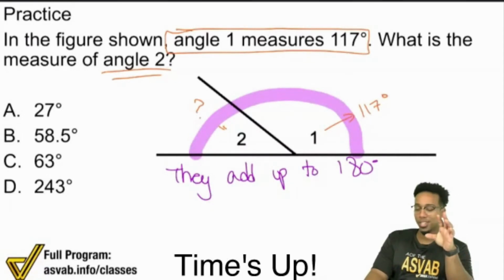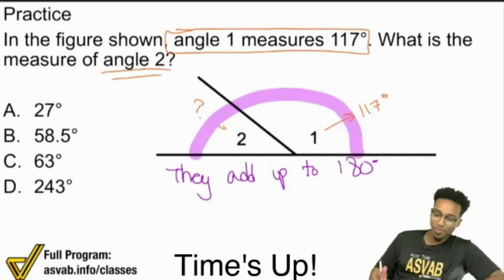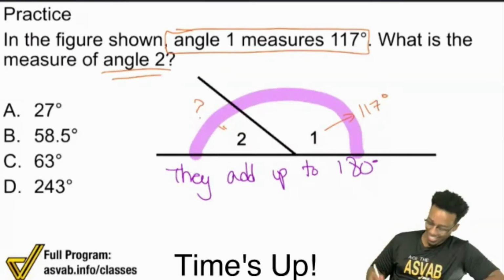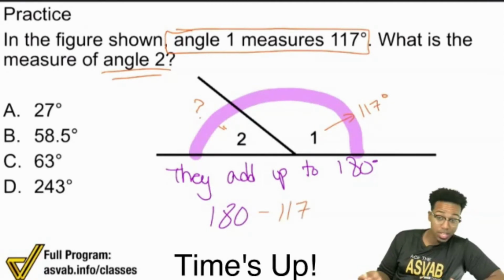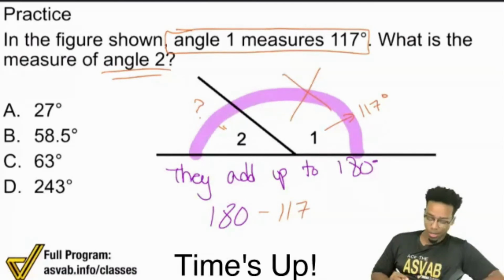Y'all shorthanding supplementary and subtract with sup and sub. You threw me off for a second, guys. So with that, yeah, go with the whole thing. So with that, add up to 180. So we'll do 180 minus 117. And that should give us the answer, because if we just cross that out right there, we will have what we need. So that's the idea.